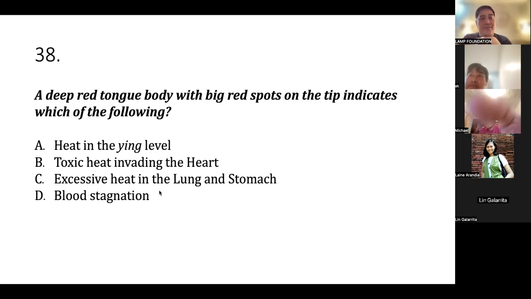Next, 38. A deep red tongue body with big red spots on the tip indicates which of the following? Toxic heat invading the heart, Doc. Okay, very good. Letter B.